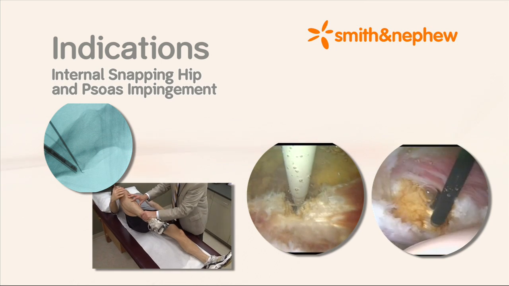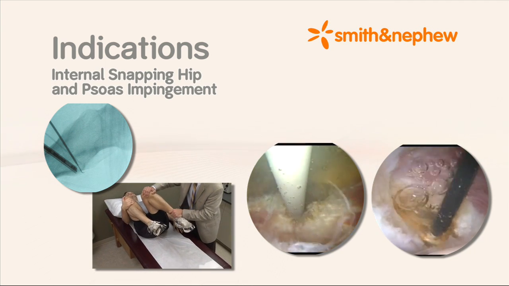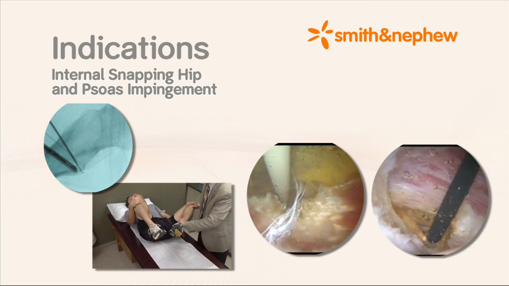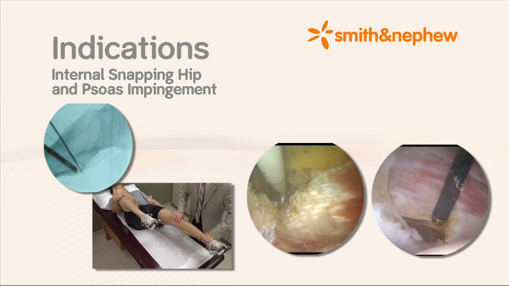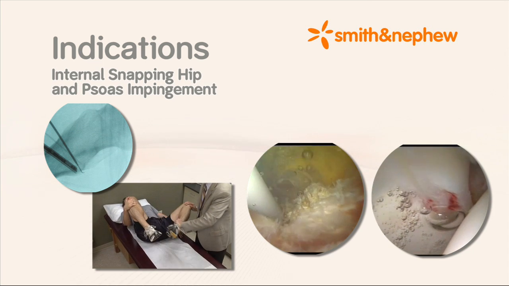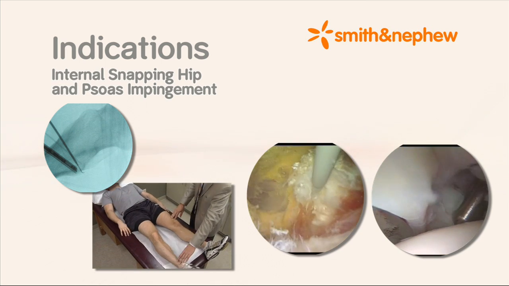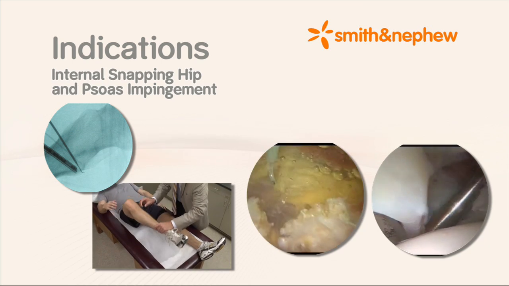right hip. The psoas tendon can be released at the level of the central compartment with traction, as seen in the right video, at the level of the zona orbicularis in the peripheral compartment, or at the level of the lesser trochanter without traction, as seen in the left video. The tendinous portion is released with an ablation device or arthroscopic knife.